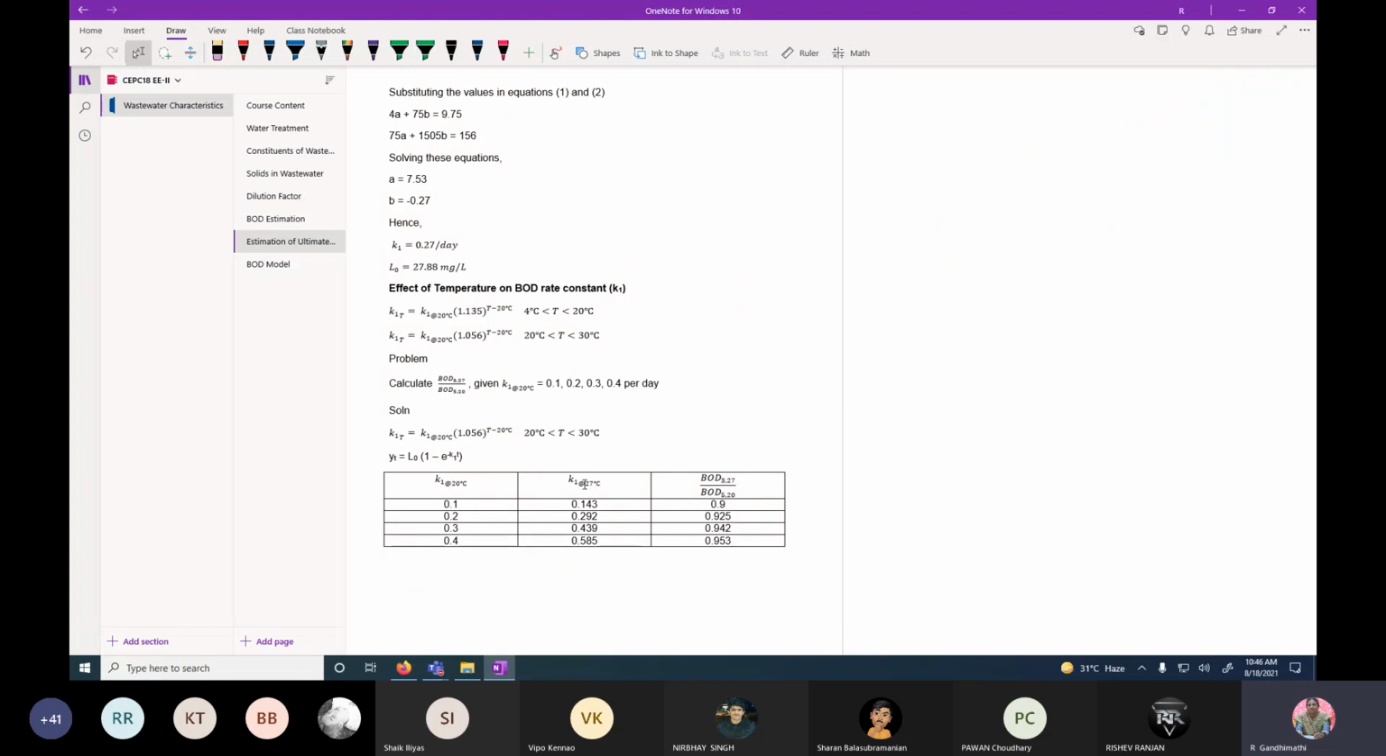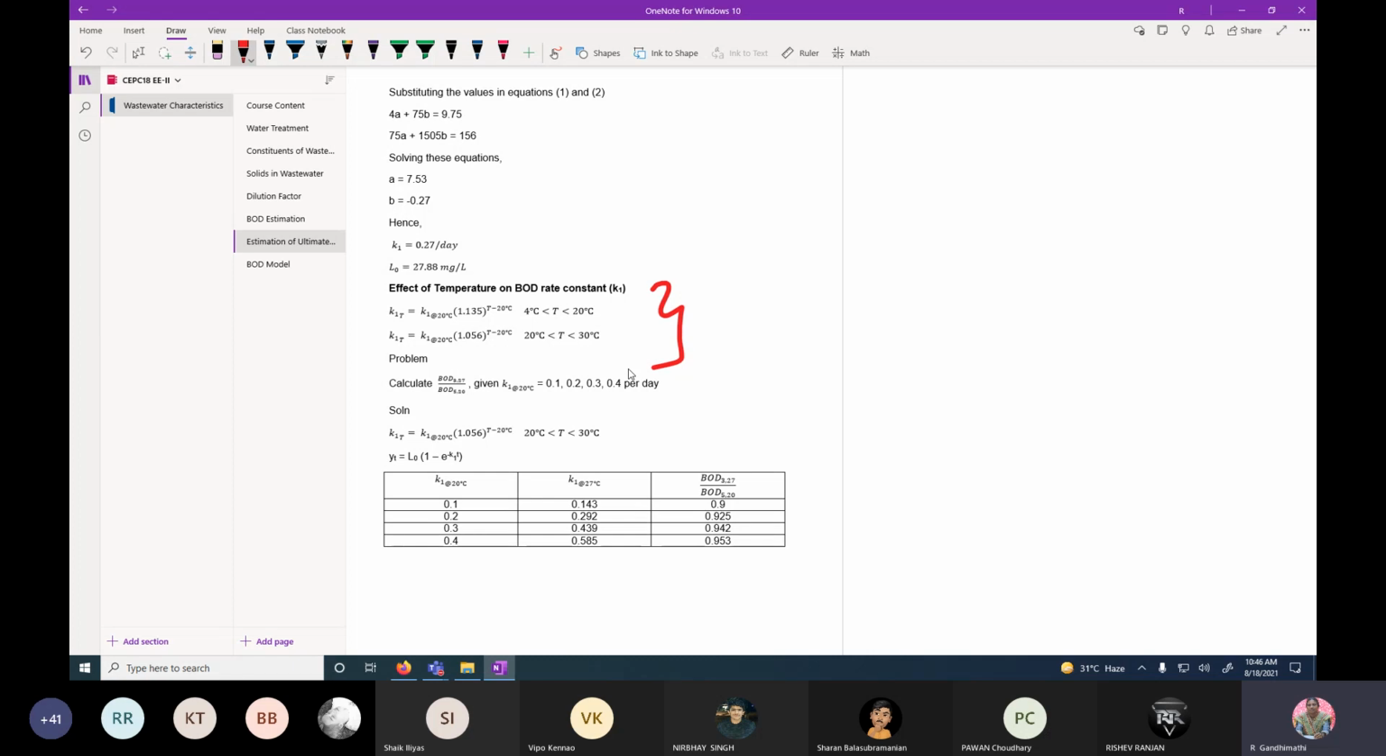Now please note down these two formulas, effect of temperature on BOD rate constant. As I mentioned earlier, the rate constant depends on the temperature, nature of the wastewater, percentage of organic matter present, as well as the microorganisms present in the wastewater. Temperature is one of the important factors that alters the K1 value drastically. Then, K1 value at any temperature.